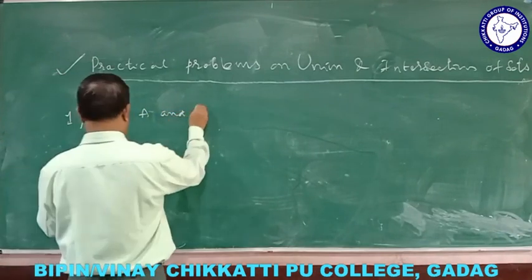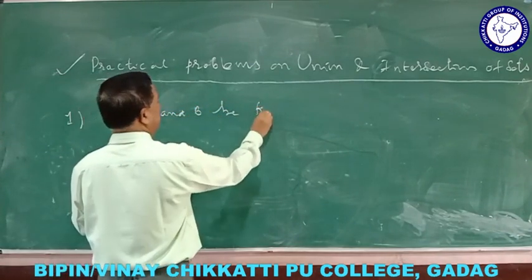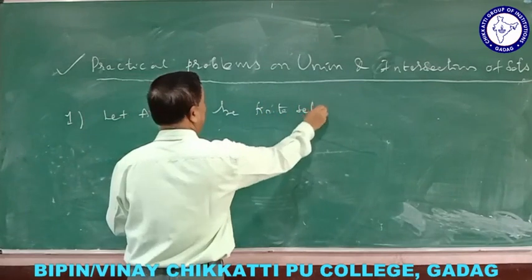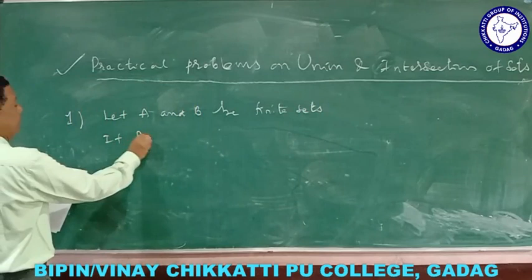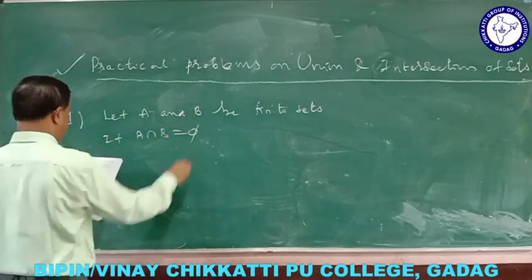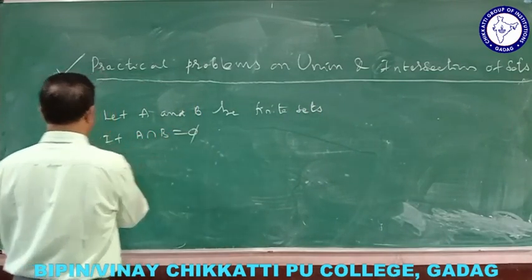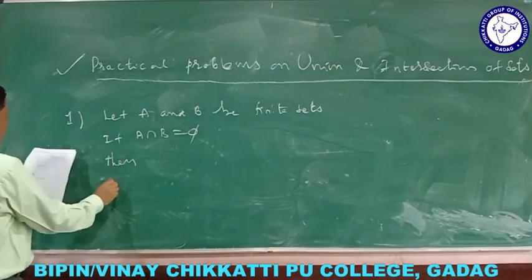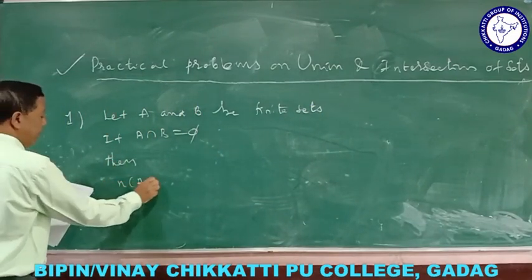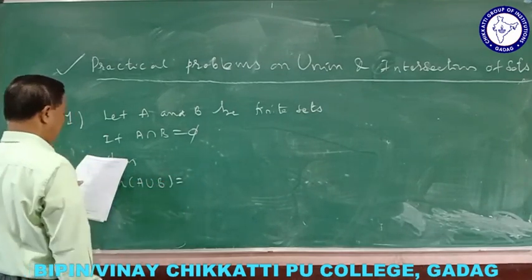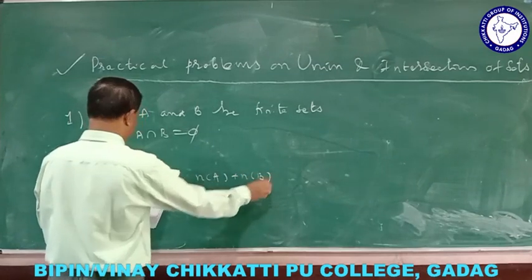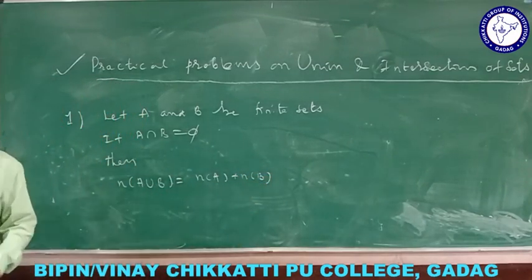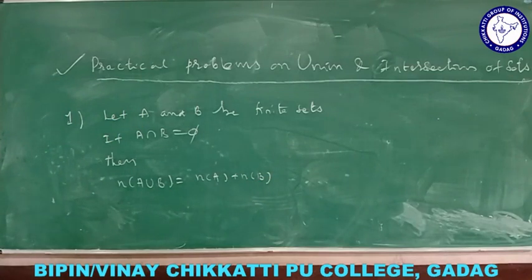The first one: let A and B be finite sets. Try to understand, first I write the formula. If A intersection B is a null set, then n of A union B is equal to n of A plus n of B. Look at this result and how we prove it.